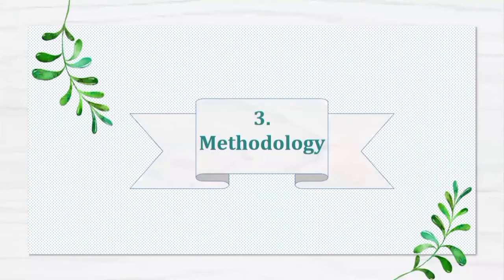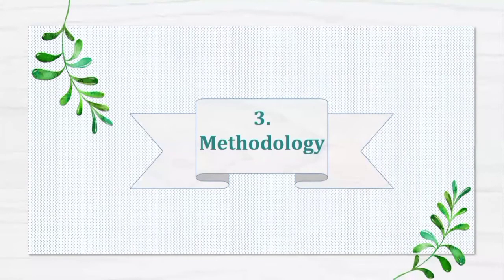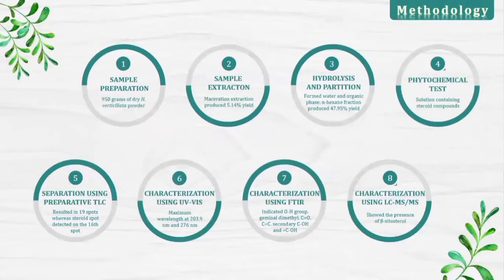Third, methodology. In the research methodology, there are 8 stages to isolate steroid compounds from Hydrilla verticillata. The first is sample preparation. The result is 950 grams of dry Hydrilla powder, which is then extracted by maceration method using 96% methanol, resulting in a 5.14% yield. The concentrated methanol extract was hydrolyzed by adding 2 molar hydrochloric acid and partitioned using n-hexane, resulting in 47.95%. The hexane fraction was tested for phytochemicals to obtain isolates and then separated by preparative TLC, resulting in 19 spots, whereas the steroid compound is on the 16th spot.